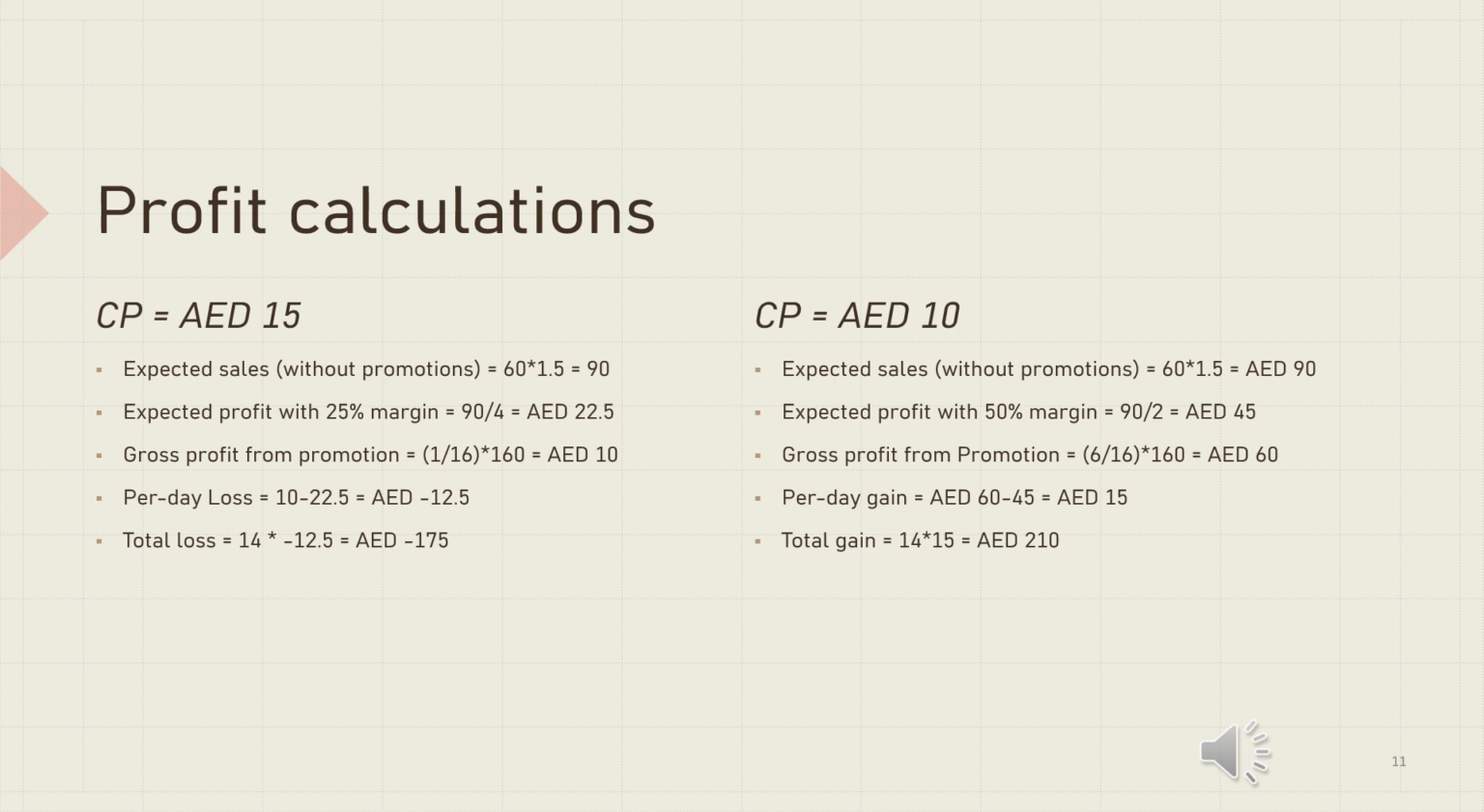If promotion had not happened during that period, we would have made 22.5 dirhams profit every day. However, during promotion, what did we do? We got 160 dirhams and we were selling at 1/16 margin, and we got 10 dirhams as profit. So essentially we lost 12.5 dirhams every day in profit. So the total loss for 14 days is 175. So we lost 175 dirhams during the promotion.